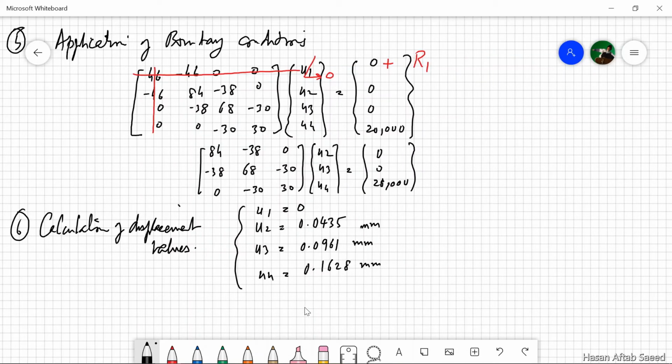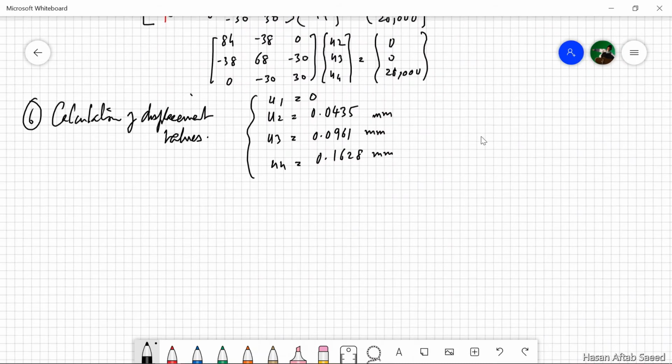Now, once you know U1 to U4, if needed, you can calculate the value of R1 by using the first equation. And no prizes for guessing that R1 will turn out in this case to be minus 20,000 Newton. It has to be, but in more complicated problems, you can calculate it using the equation. Now, mostly this is not required, but in some cases, for example, beam problems, this may be required.